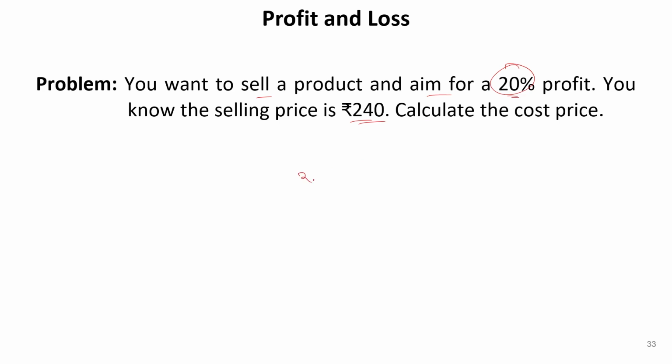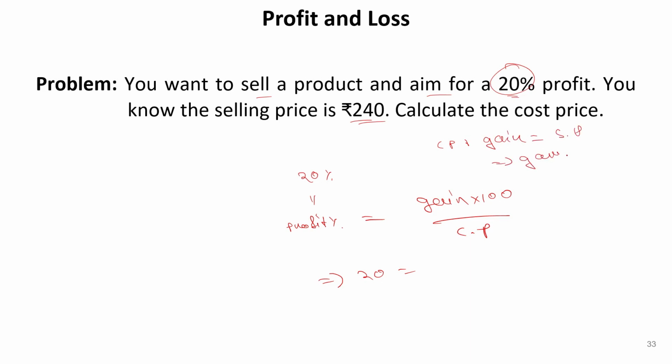We know that the profit percentage is 20%, which is equal to gain into 100 divided by cost price, that is CP. So 20 is equal to gain into 100 by CP. We don't know the gain, but we know the selling price. Selling price is equal to CP plus gain, so gain is equal to selling price minus CP.